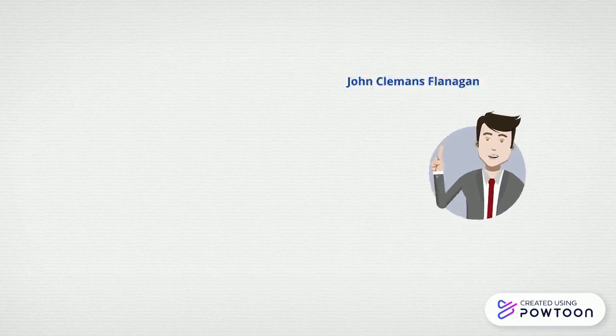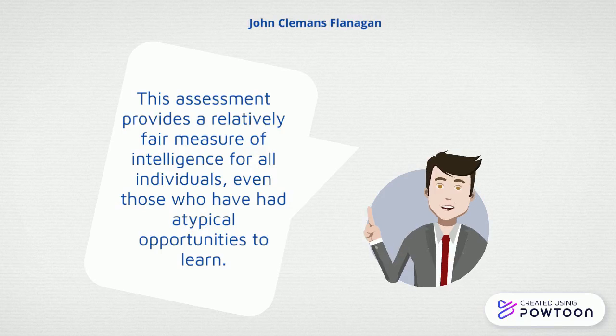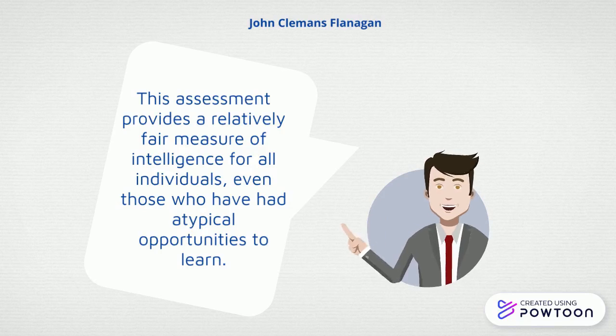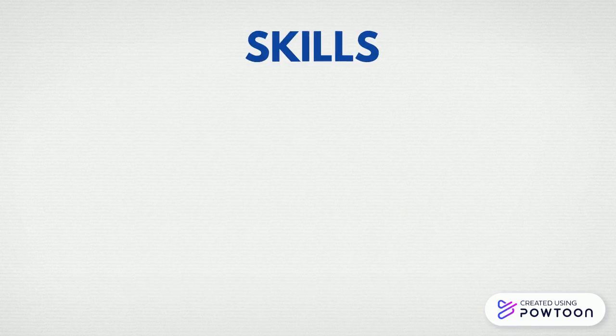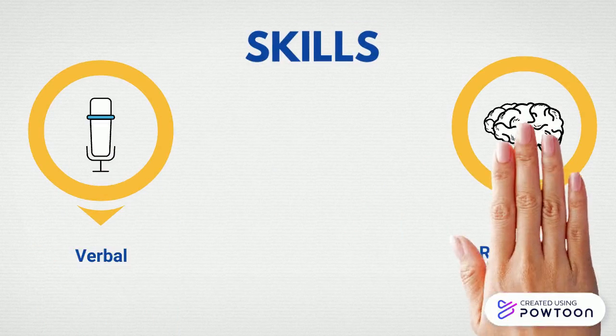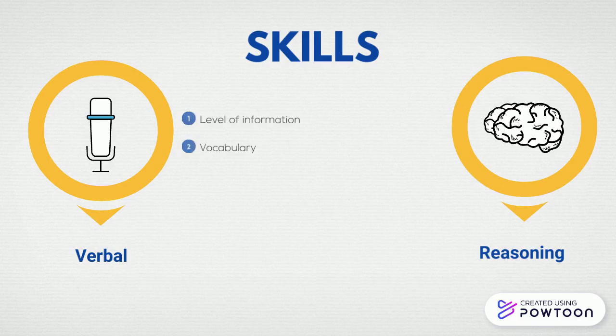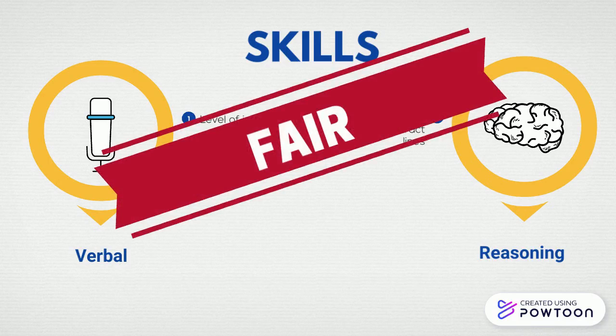According to Flanagan himself, the assessment is meant to provide a relatively fair measure of intelligence for all individuals, even those who have had atypical opportunities to learn. This test examines a person's verbal and reasoning skills, with verbal skills referring to the test taker's level of information and vocabulary, while reasoning is centered on their ability to form concepts with abstract lines. The test is theoretically fair to all individuals with different learning opportunities because it is not depending on math, reading, writing, or other traditionally school-learned skills.